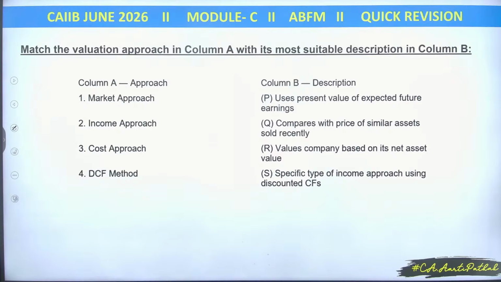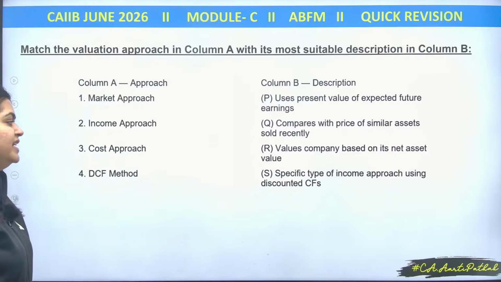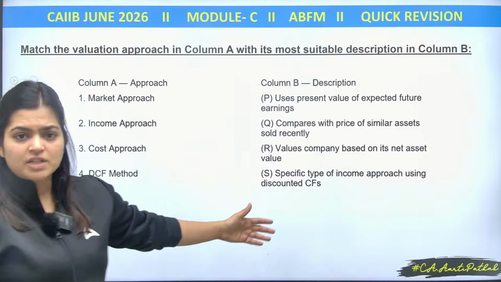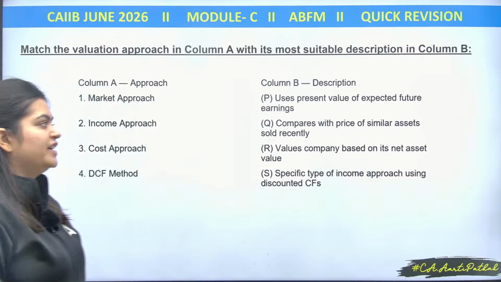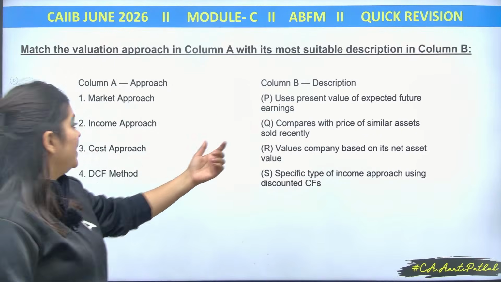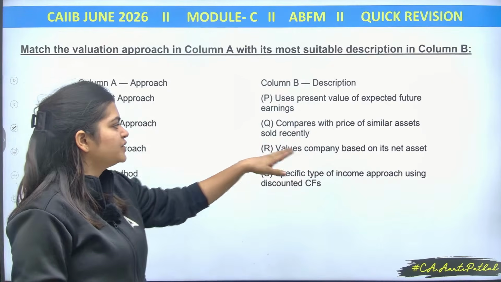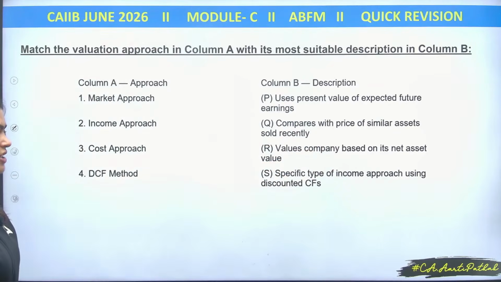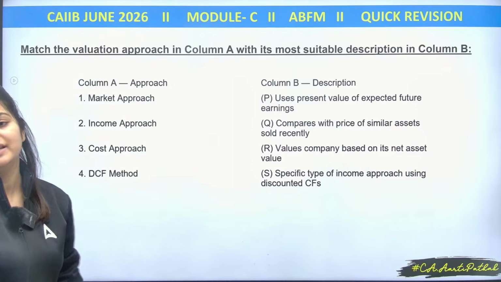Column A: the first approach is market, then income, third cost, and fourth DCF. Column B is about descriptions. P uses present value of expected future earnings. Q compares with the price of similar assets sold recently. R values the company based on its net asset value. S is a specific type of income approach using discounted cash flows.